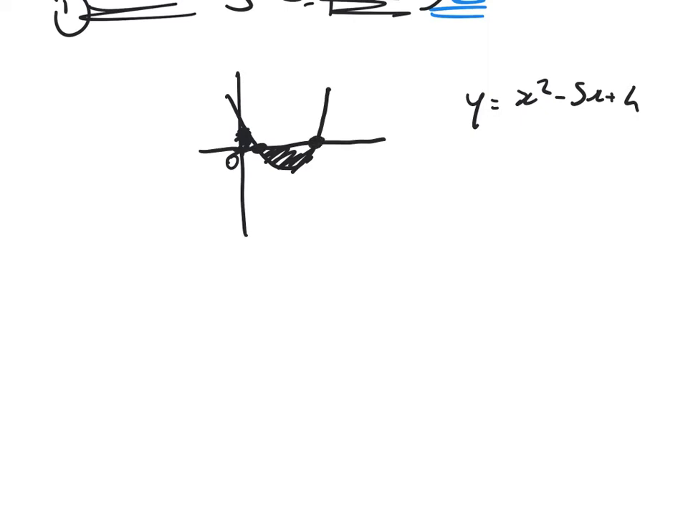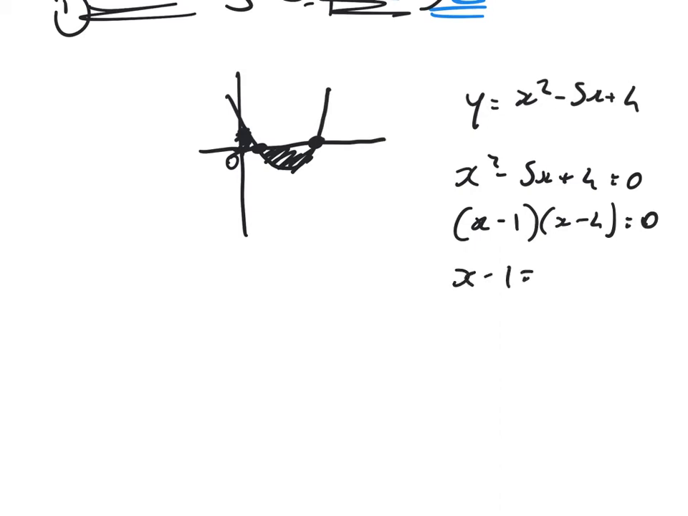So how do I find the roots? Solve the quadratic equation, make it equal to 0. Two numbers that multiply give 4, add together give minus 5. So it's going to be minus 1 and minus 4. Minus 1 times minus 4 is 4. Minus 1 minus 4 is minus 5. So I've got x minus 1 is equal to 0 and x minus 4 is equal to 0. X equals 1 and x equals 4. Let's feed them in now.